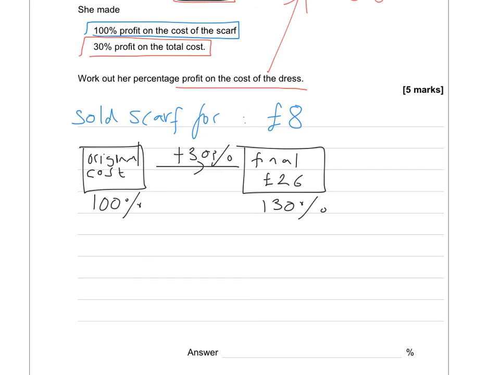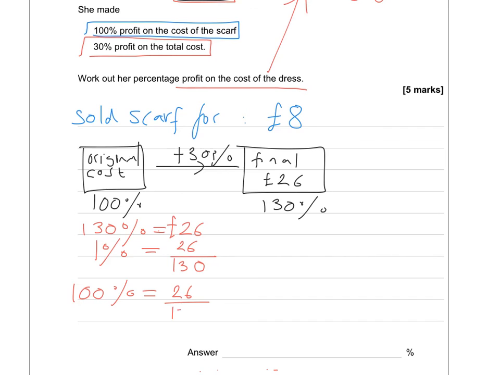So this means that 130% is equal to £26. So that tells us that 1% is equal to 26 divided by 130, and 100%, i.e. the original cost of the items, would be 26 over 130 multiplied by 100.